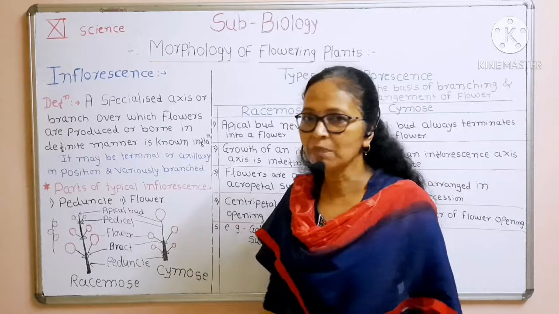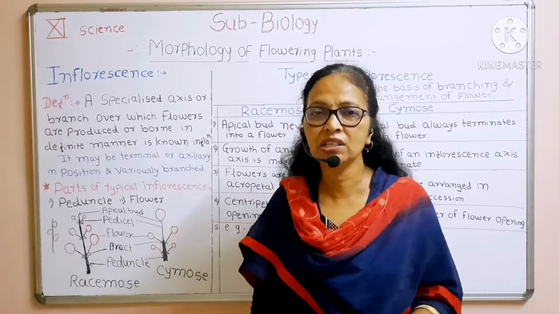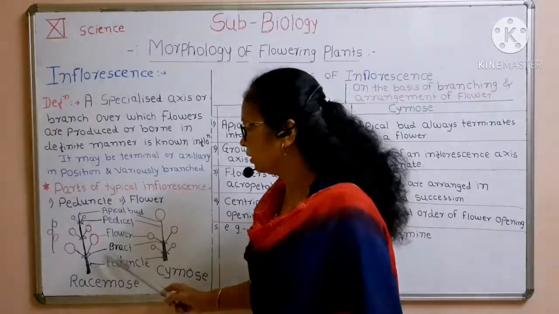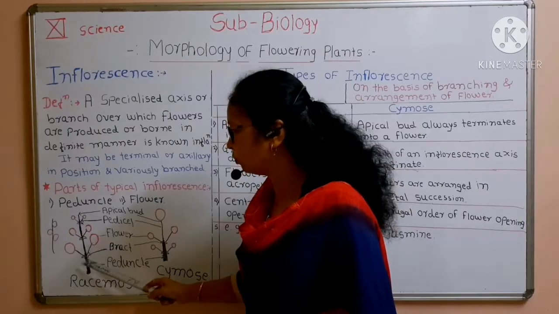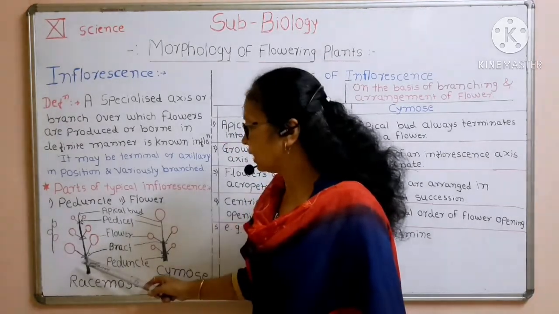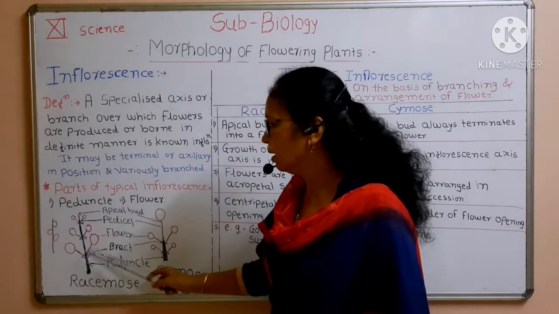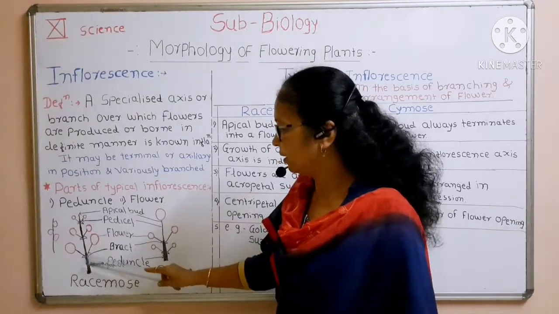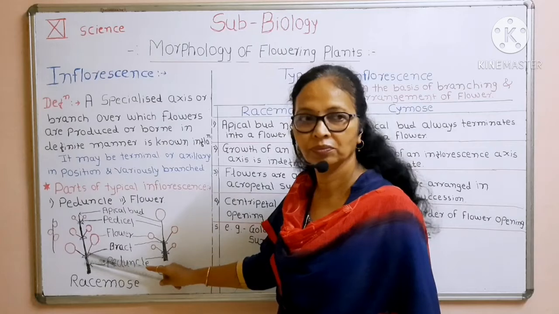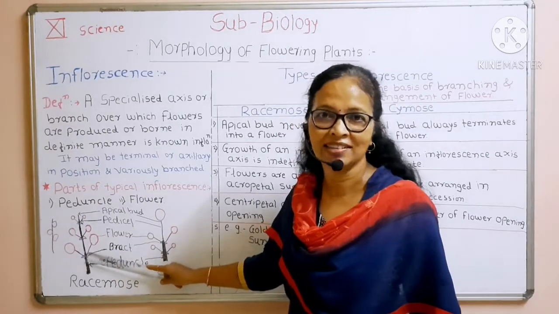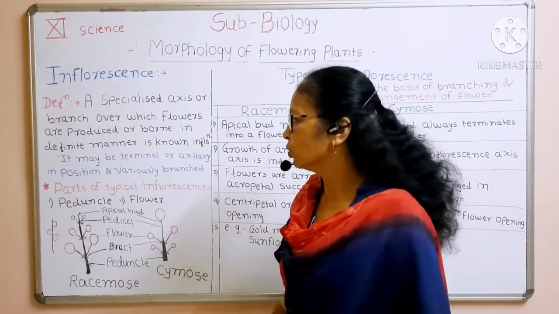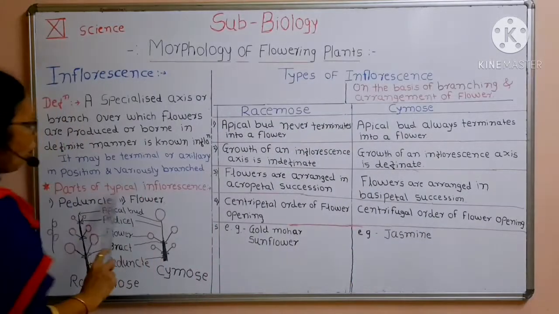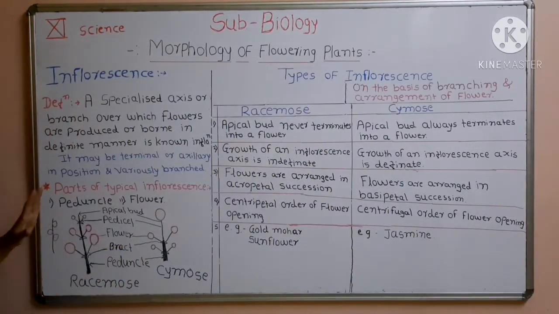Then the flowers are bracteate or ebracteate. What is the meaning of bracteate? When a bract is present at the base of the flower, the flower is described as a bracteate flower. And when the bract is absent, the flower is called an ebracteate flower. So this is about the parts of a typical inflorescence.